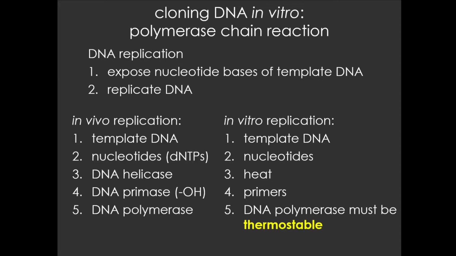Imagine you have the human genome, 3 billion base pairs, and you want to amplify or copy or clone the gene for insulin. You have to have a way of directing the DNA polymerase to that insulin gene, and you do that by providing primers. Primers are short, single-stranded pieces of DNA which are complementary to the outside edges of your gene of interest.